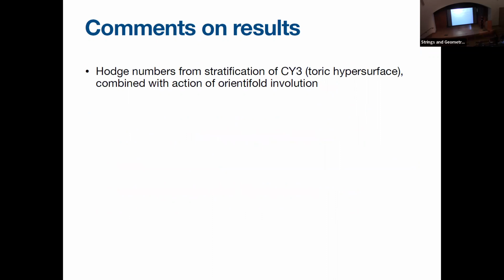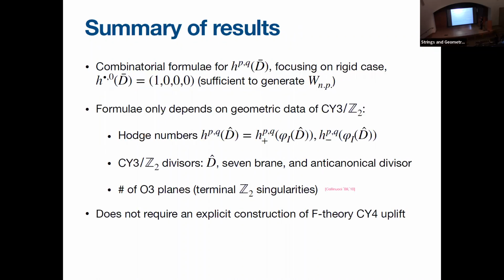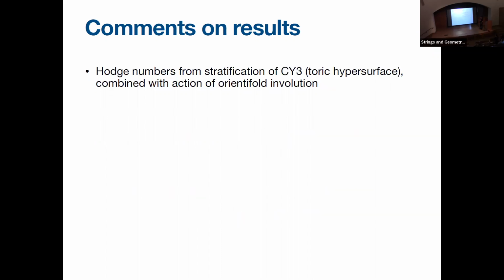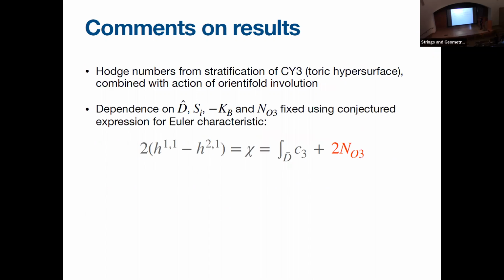So let me give a few comments on the results before I jump into the details. One comment is that the equivariant Hodge numbers, denoted by these symbols here, are essentially derived by studying the stratification of the Calabi-Yau threefold orientifold, which is an orientifold of a toric hypersurface, combined with understanding the action of the orientifold involution. The dependence on the divisor classes that I alluded to in the previous slide, and also the number of O3 planes, is fixed using a conjectured expression for the Euler characteristic.